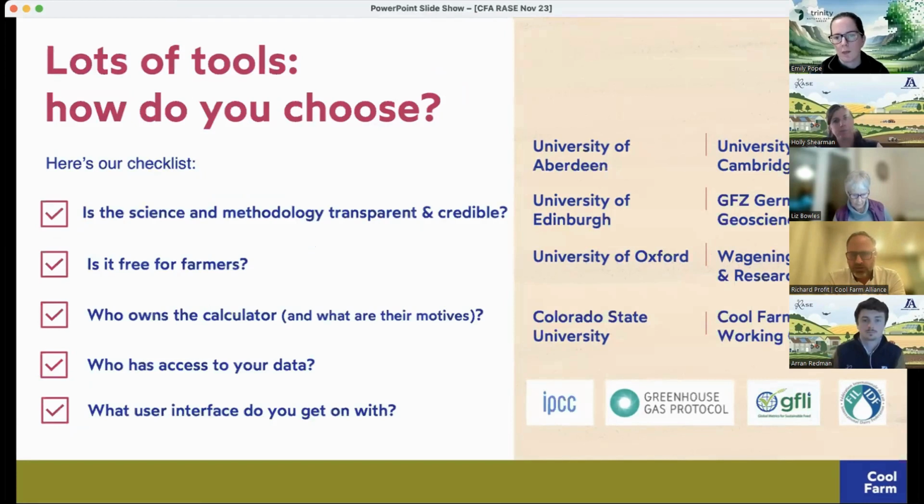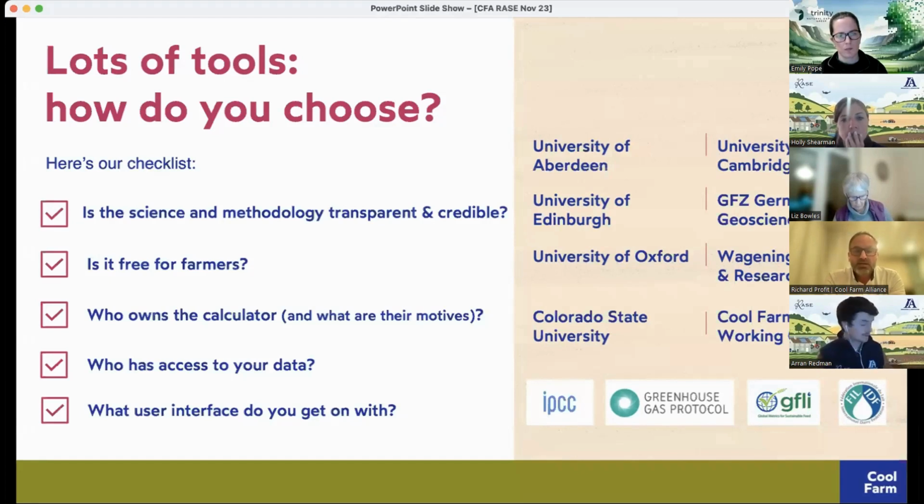So what we talk about, when choosing a tool and deciding what you're going to work with, is: is the science and methodology backing up that tool both transparent and from a credible source? Do they have appropriate governance procedures in place to ensure the right interpretation of that science is coming through into the tool? Is the tool free for farmers? Because farmers have been put upon for many, many years by the supply chain and the industry, and actually this isn't and shouldn't be an area of additional cost for farmers.